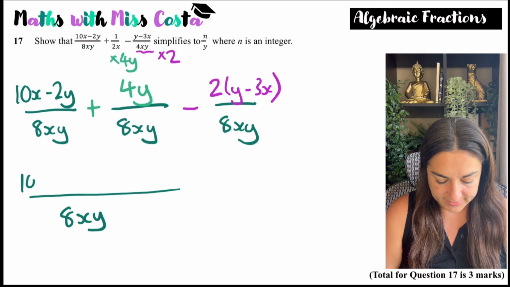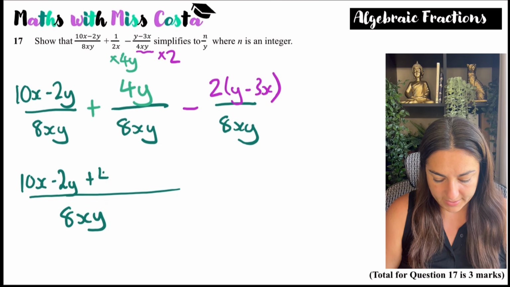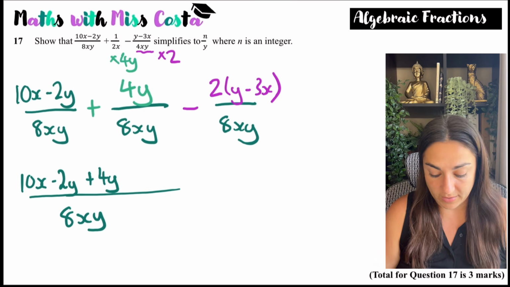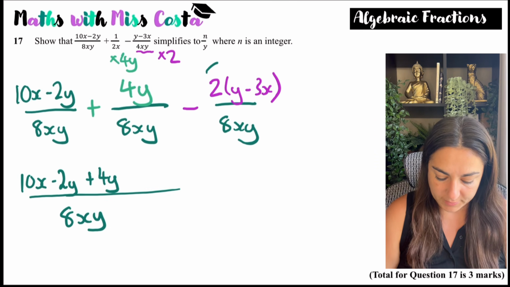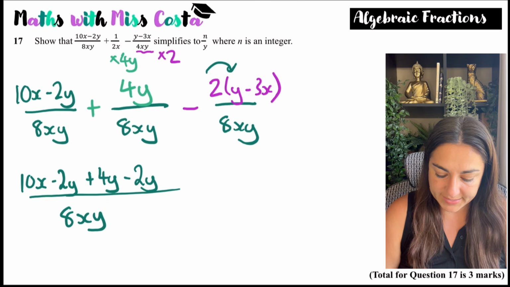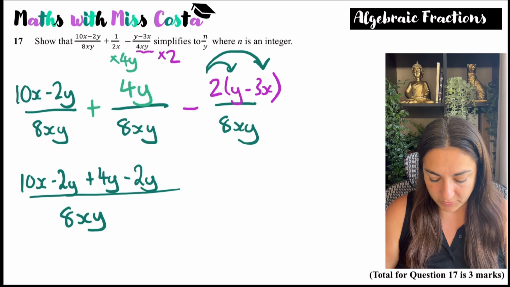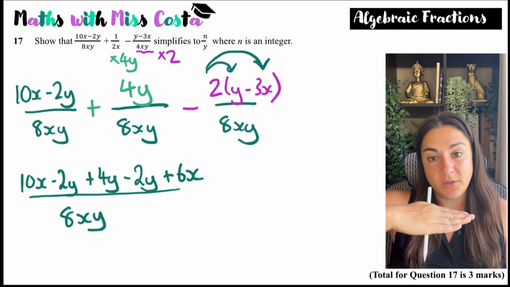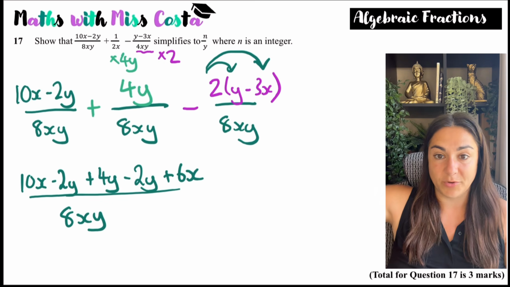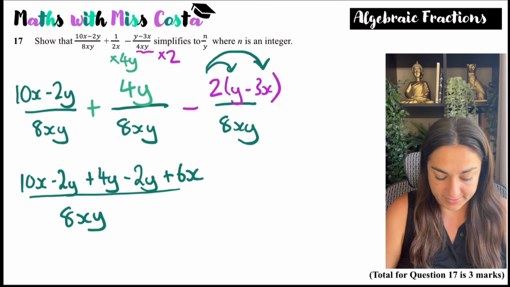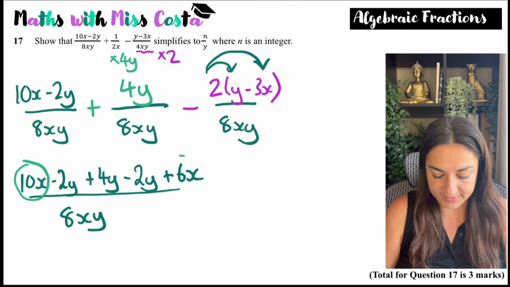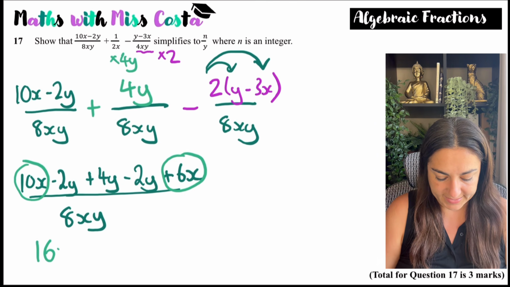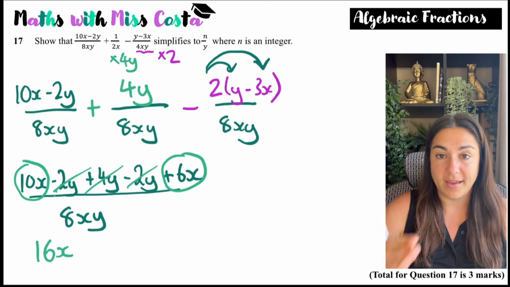So I've got 10x minus 2y plus 4y. And then this is the bit that some people get caught out on. I've got minus 2 times by y, so that would be minus 2y. But then minus 2 times by minus 3x would be positive 6x. So now, and the reason I've put them all together is because once the fractions have the same denominator, you just add the numerators together. So now I'm going to collect all the like terms. I've got 10x plus 6x, which would leave me with 16x, and then minus 2y. Minus 2y is minus 4y, and minus 4 plus 4 is 0, so all the y terms would cancel.